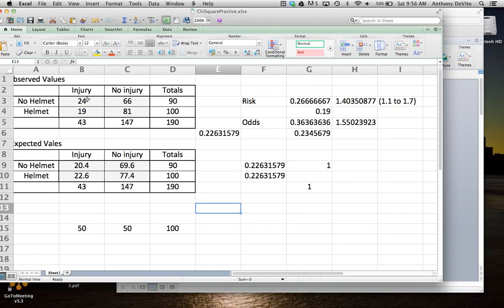So now these are our observed values, and these are our expected values. And we know that when we calculate chi-square, I'm going to move this over here, we calculate the difference between the observed values and the expected values, then we square that, and we divide it by the expected values. So I'm going to go ahead and do that. That's going to be equal to 24 minus 20.4, our expected value. I'm going to square that.